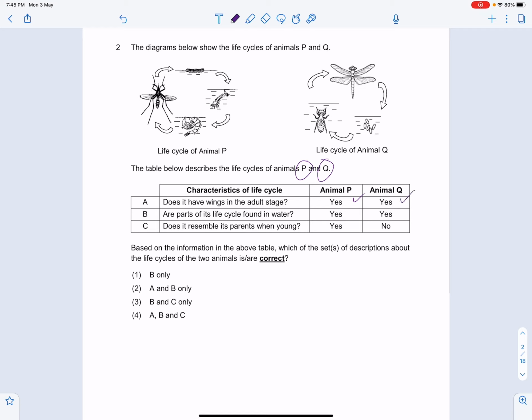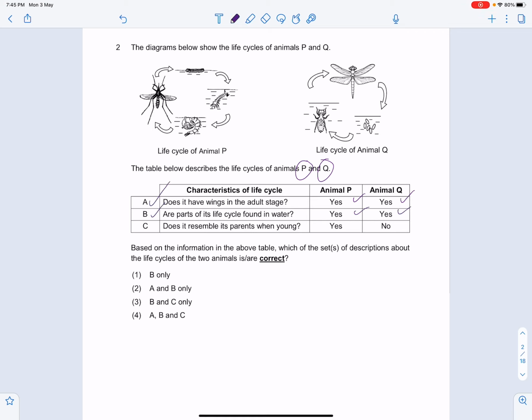B, are the parts of the life cycle found in water? As you can see once again in animal Q, these two stages are in water, the young, and these two stages, the larvae and the pupa, are also in the water. So once again, it's a yes and yes. So B is also correct.